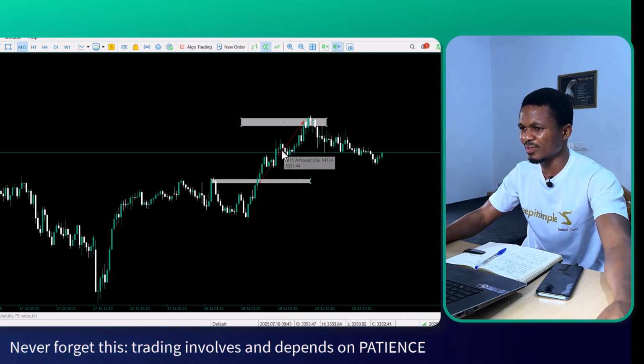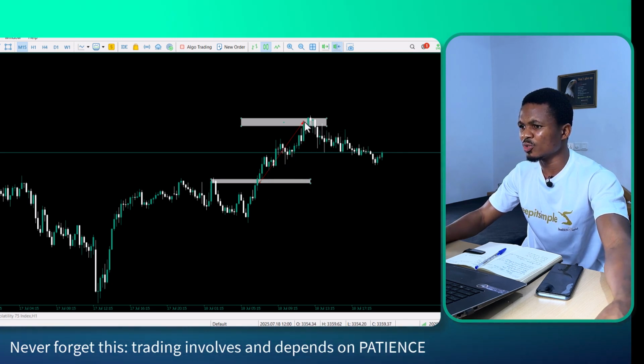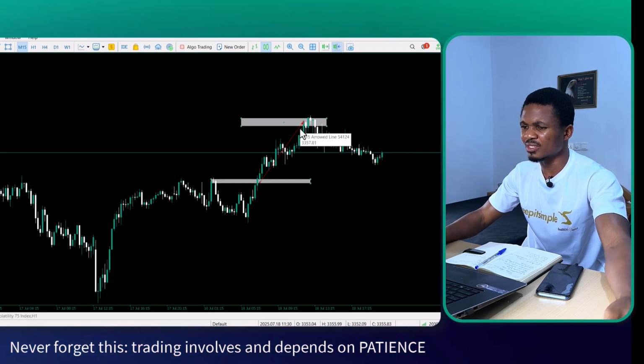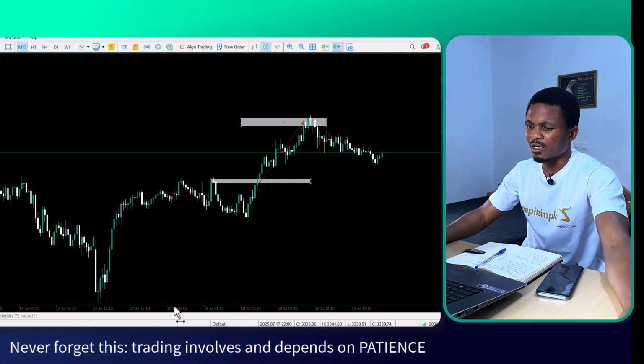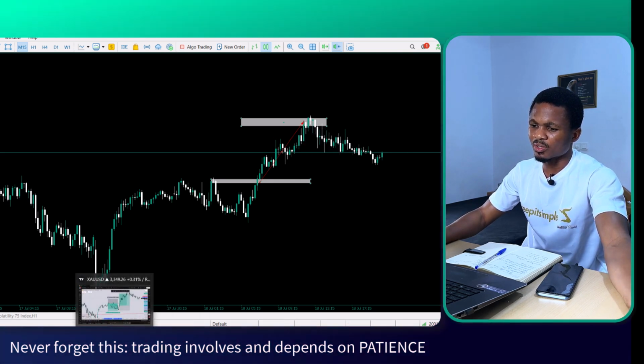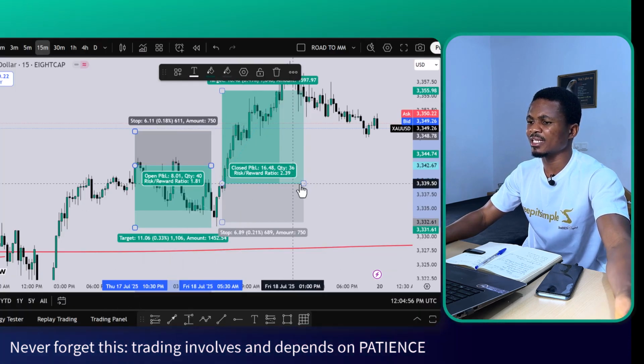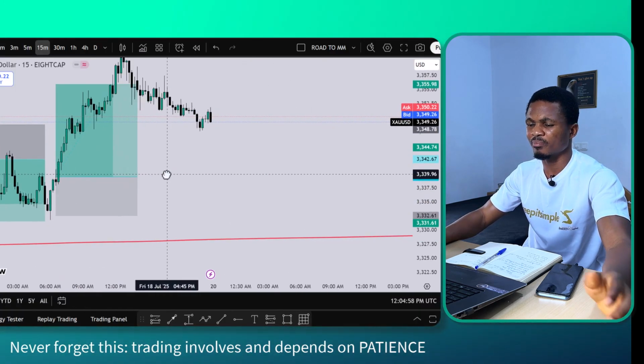You can just use this particular tool to get to know your pips for gold. Now I told you that I'll explain to you the reason behind this gold pip calculation.